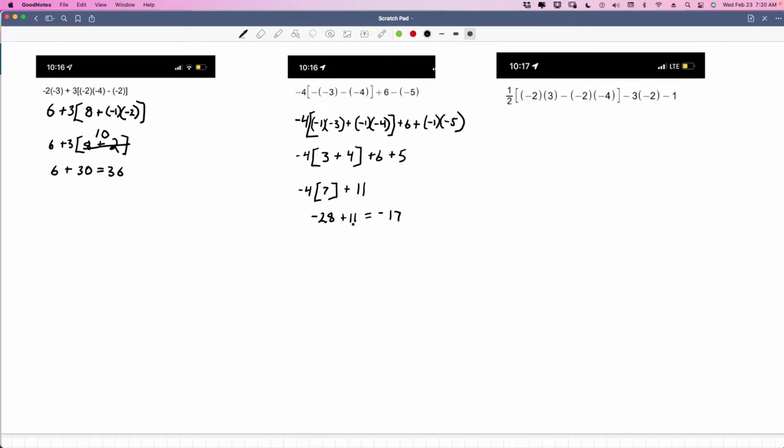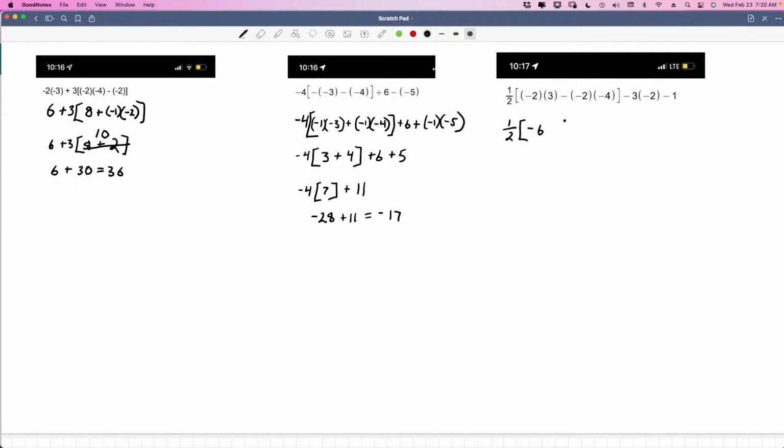So 28 minus 11 is 17, and 28 is bigger, so it's going to be a negative number. All right, let's look at this half. We don't have to do anything with the half just yet. We'll leave it alone for now. Negative 2 times 3 is going to be a negative 6.